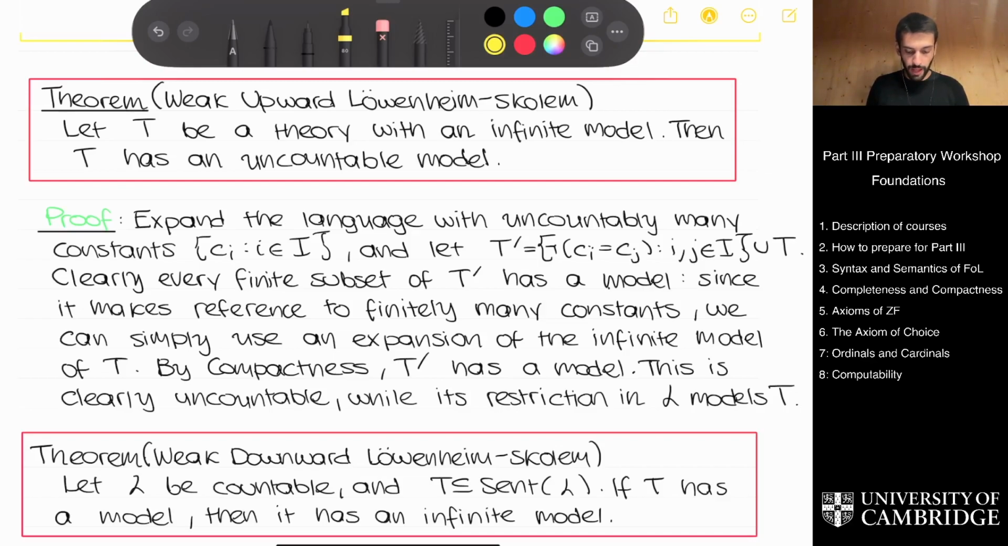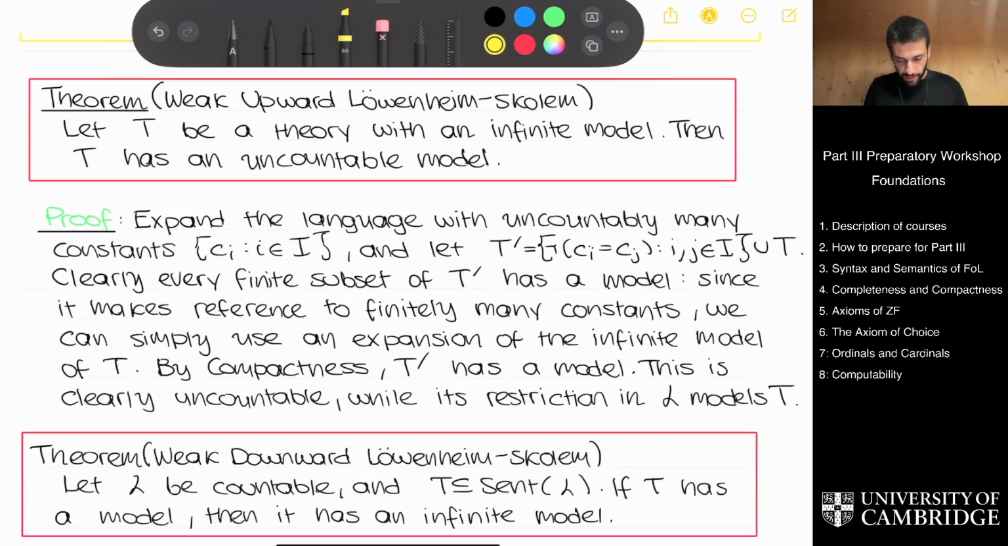Simply, what you can do is expand your language using uncountably many constants. So these constants are c_i, where i ranges over an uncountable set, say the reals or any set I, for instance. And now we're going to expand our theory. So we consider T prime, which is our original theory union a bunch of sentences that say that these constants are not equal, so c_i is not equal to c_j for any choice of i and j over our indexing set.